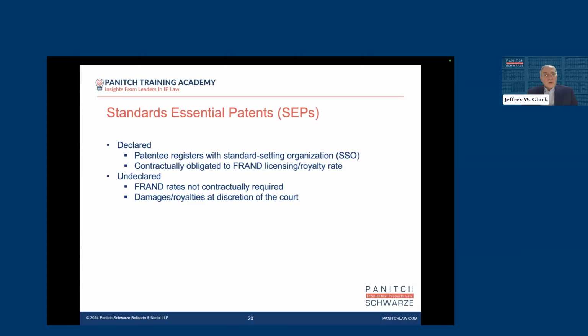But every so often you will come up with some individual or company that does not declare their patent to be essential to a standard. In these cases, FRAND rates are not contractually required, although courts, in determining damages or royalties or licensing rates, may take FRAND into account. But essentially, damages and royalties for an undeclared patent that is determined to be essential to a standard are at the discretion of the court.